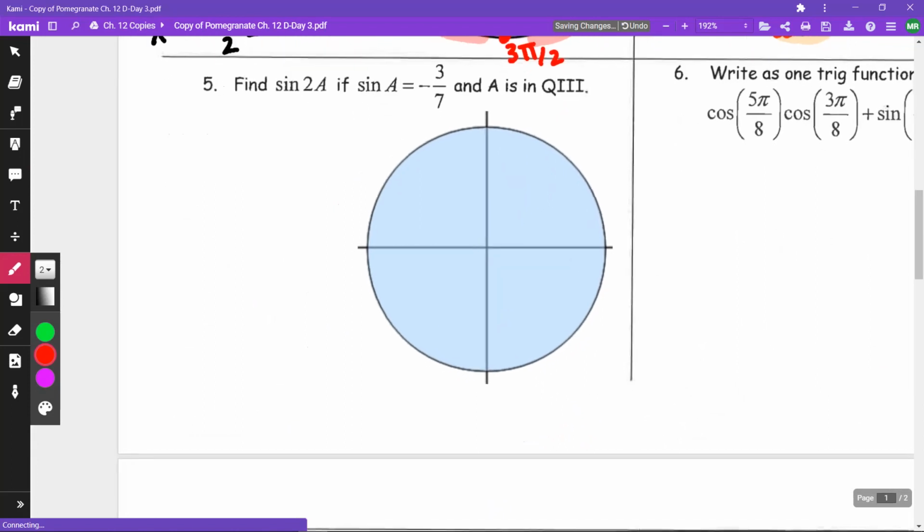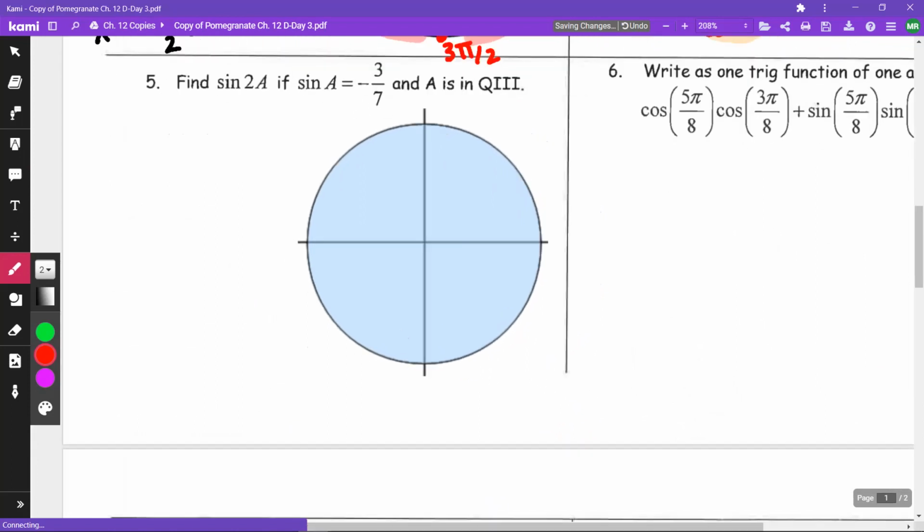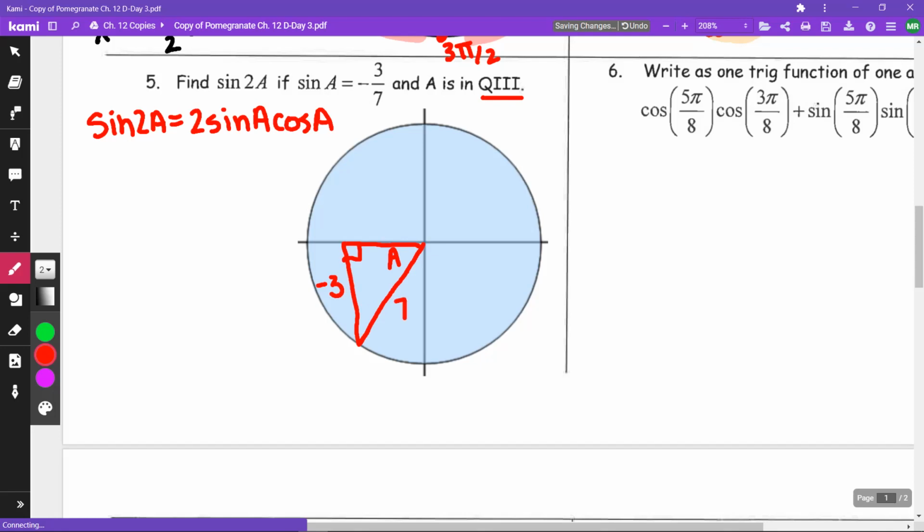On number 5, first off, the formula for sine of 2a is equal to 2 sine a cosine a. And we're going to be in quadrant 3. So in quadrant 3, we're going to have our right triangle. This is our angle A. My sine of A is -3/7.